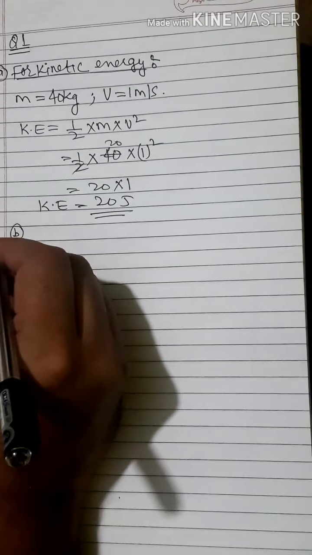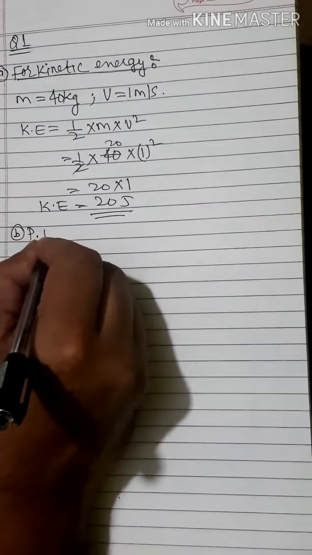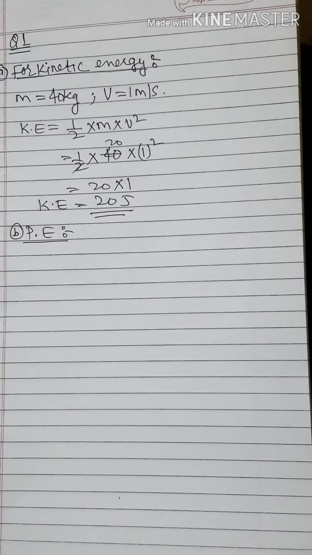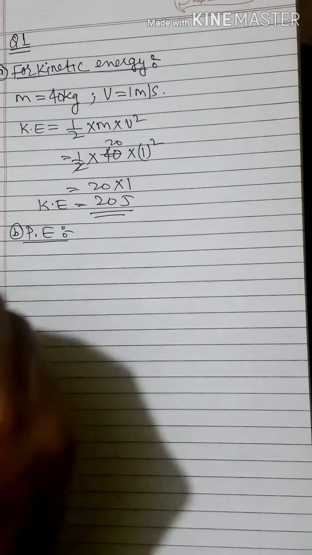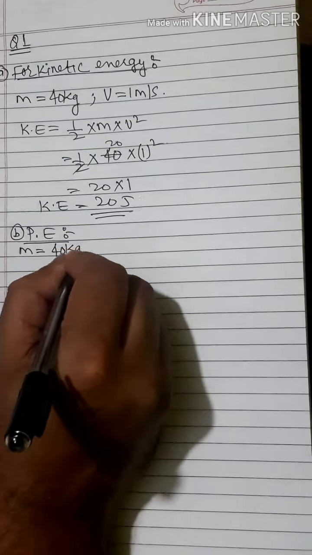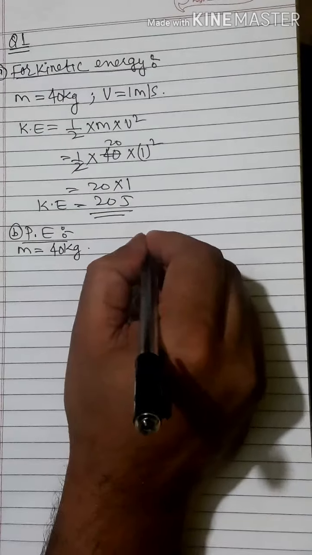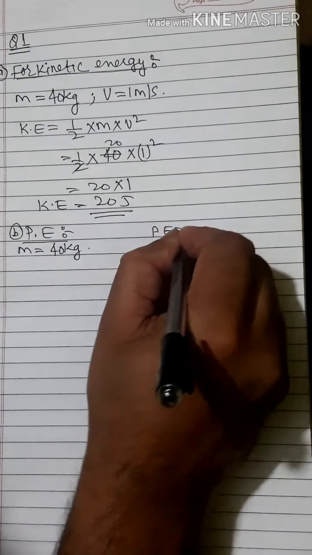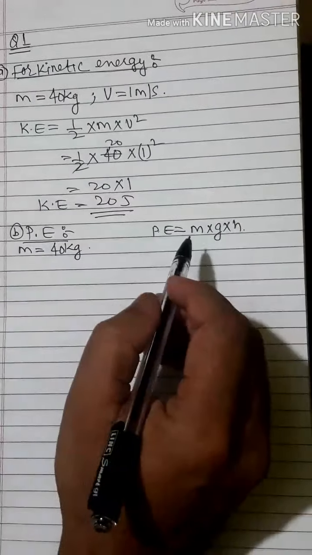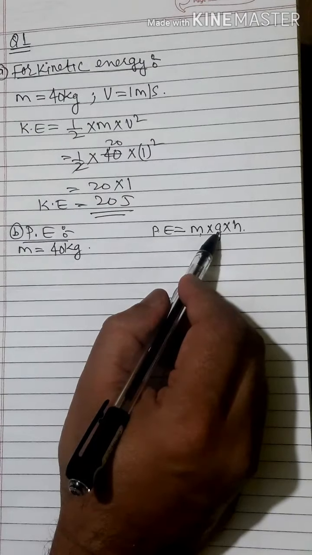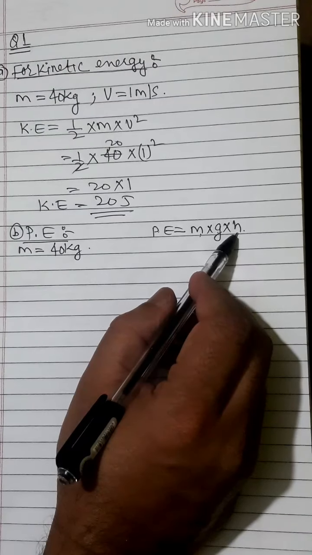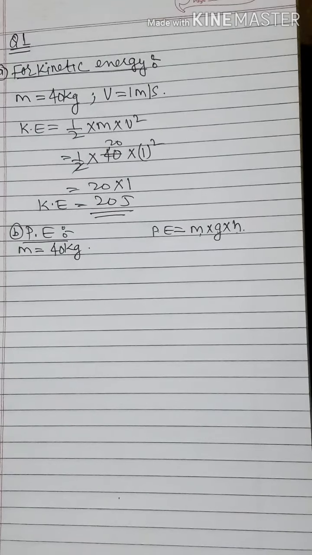Now let us calculate for B, which is the potential energy. We'll just abbreviate it as potential energy, PE. Now for potential energy, what is the mass of the boy? The mass of the boy remains the same, 40 kg. You might be aware that potential energy is given by the relation m into g into h. So m is the mass of the body, g is the acceleration due to gravity, and h is the height of the body above the ground level.